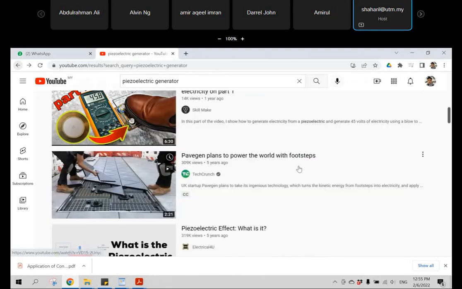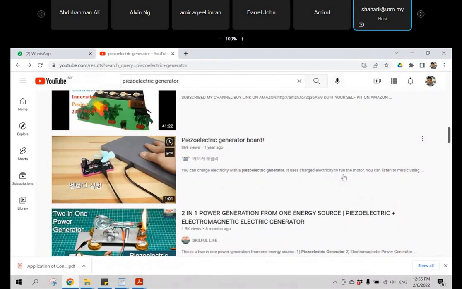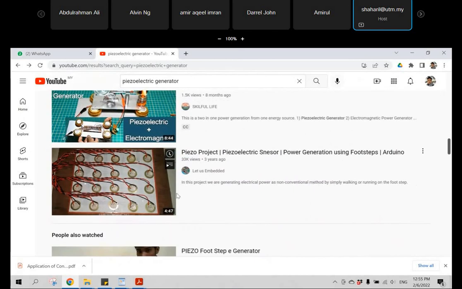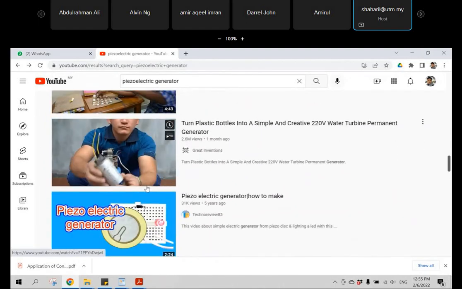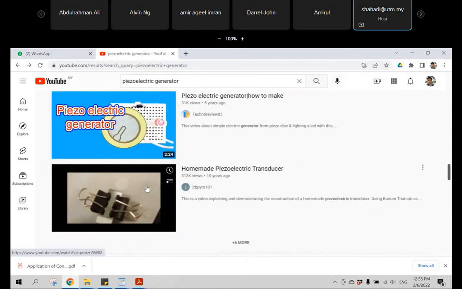So that's it about the piezo. You can also combine it with this to detect rain. Anything that can vibrate, you can do that.